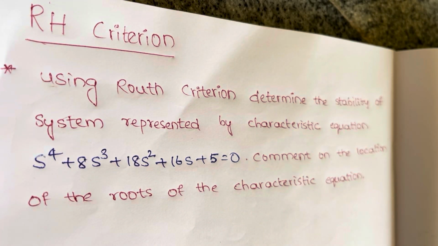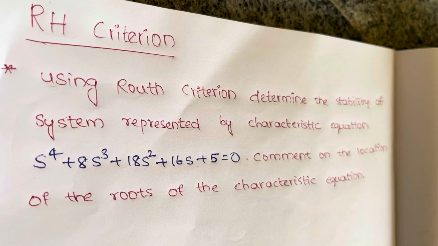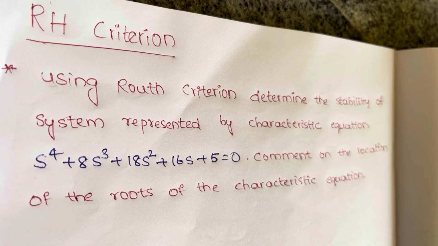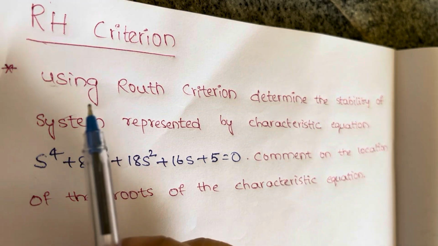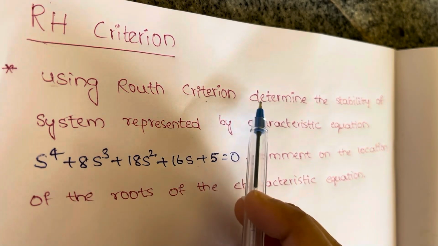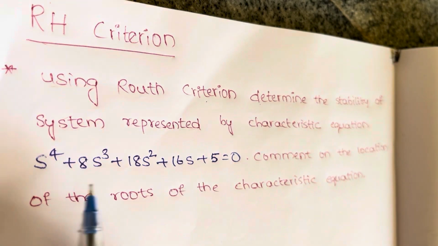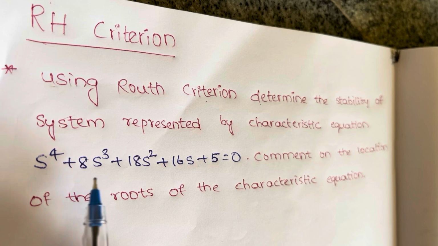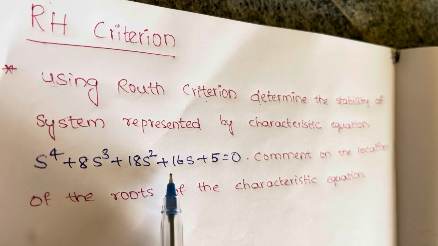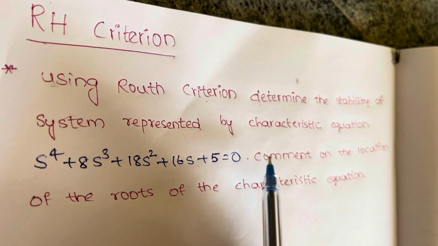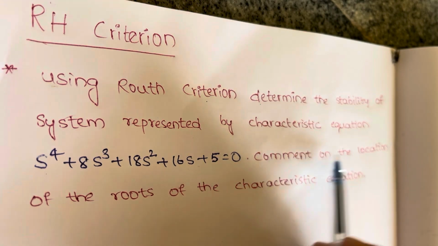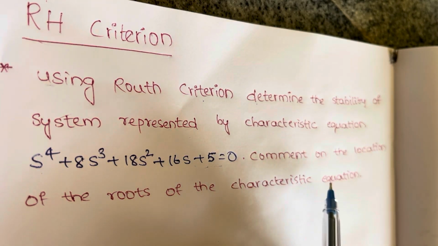Hello everyone. So now we are going to discuss the RH criterion. This criterion is used for knowing the stability of the system. In this problem, it is given: using Routh criterion, determine the stability of the system represented by the characteristic equation s^4 + 8s^3 + 18s^2 + 16s + 5 = 0, and it is also asking for the location of the roots of the characteristic equation.